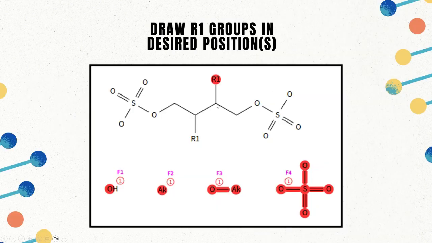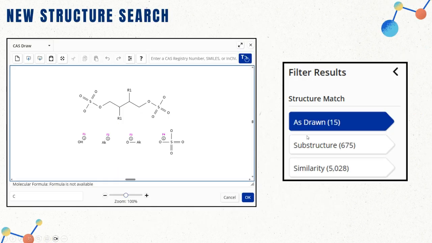So now, when I place an R1 group at those desired positions, and I'm just hovering over the R1 here, I can see that the definition is these 4 fragments. So now when I run my search, it'll look like this in the structure editor. And it's looking for structures that contain at these positions any 4 of these.